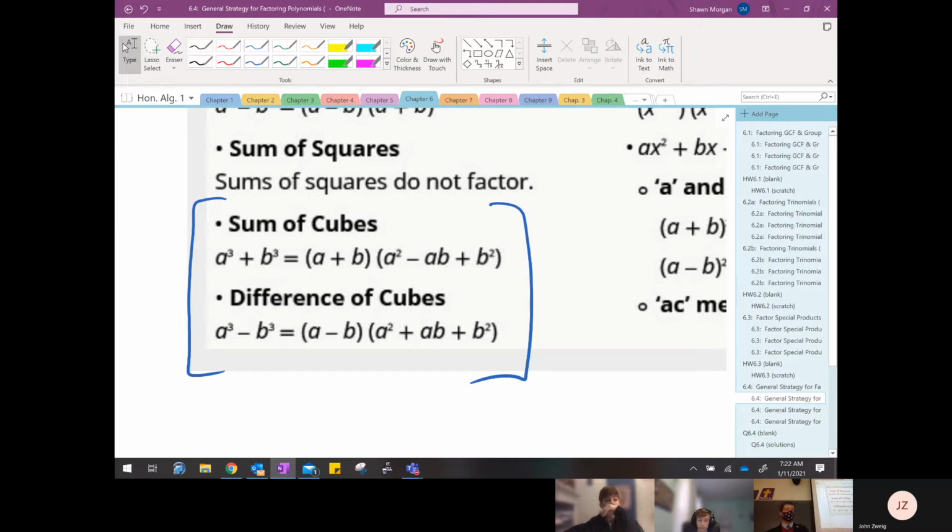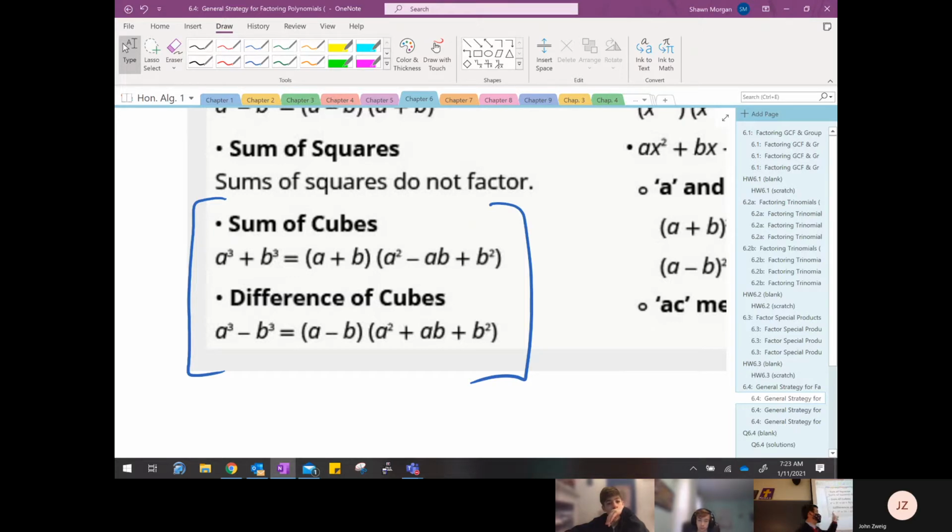But really recognizing sum of cubes and difference of cubes, I tell students all the time, it's just memorize the template and plug it in. Okay, memorize the template and plug it in. This is the template. This is how we set up. Whatever A is, I plug it in wherever I see an A. Whatever B is, I plug it in.